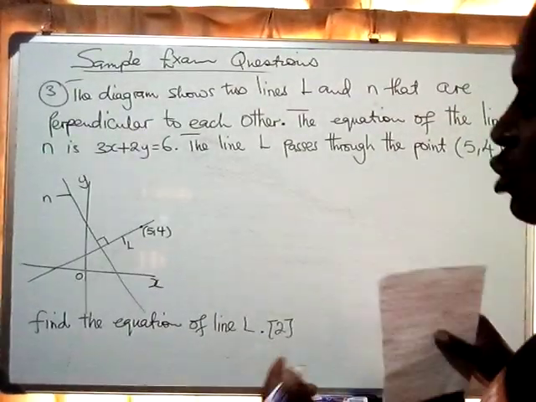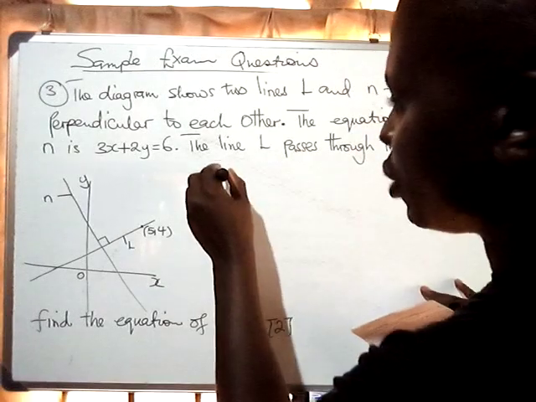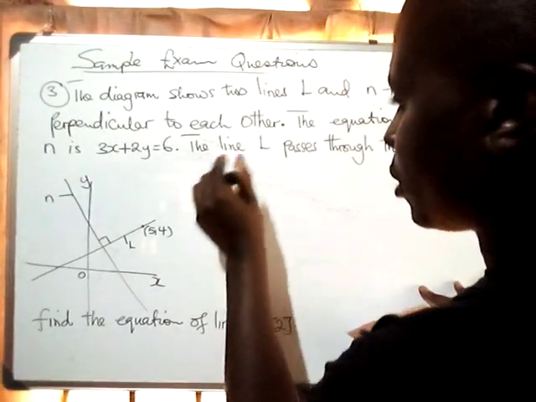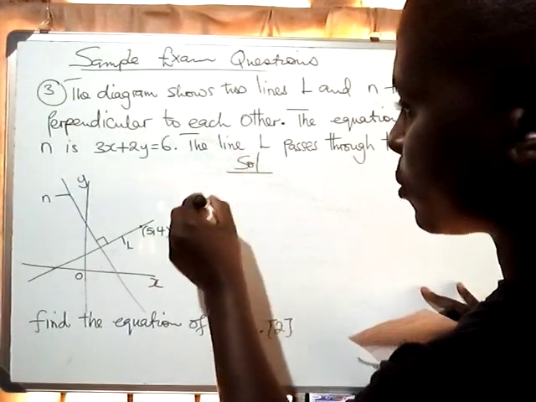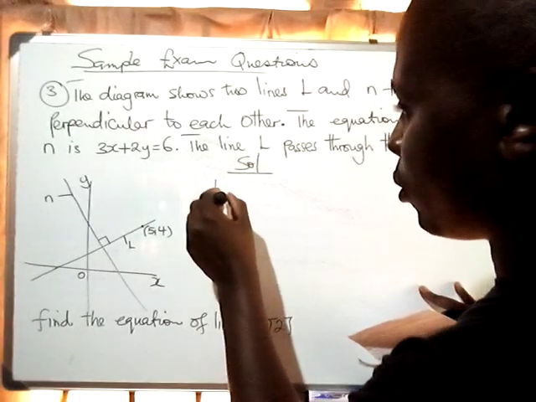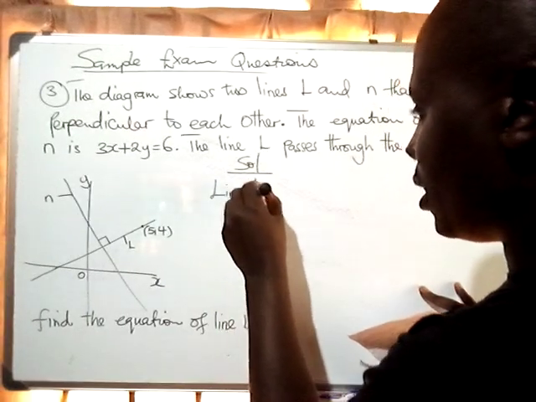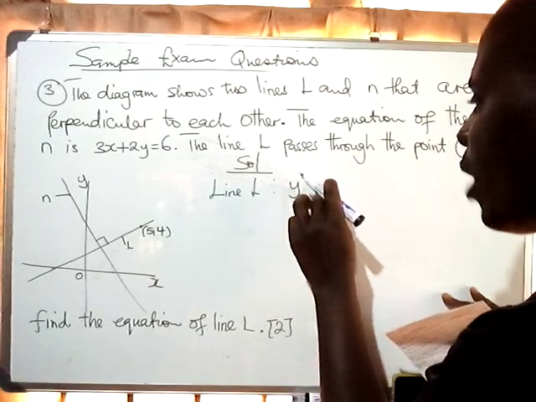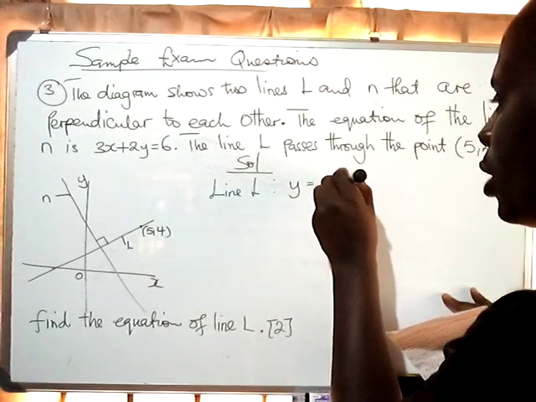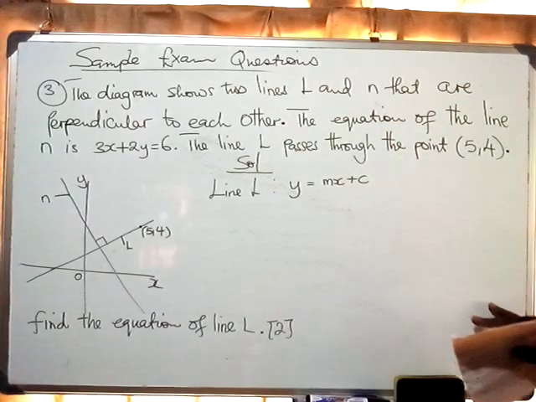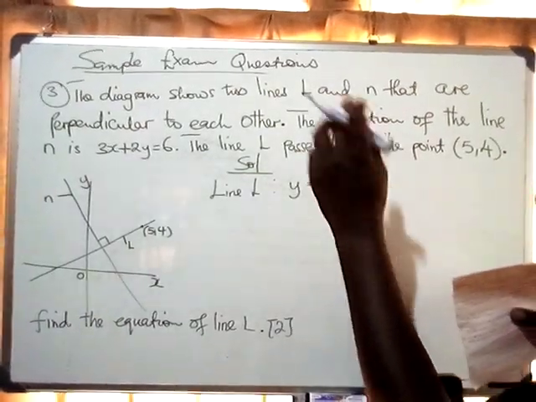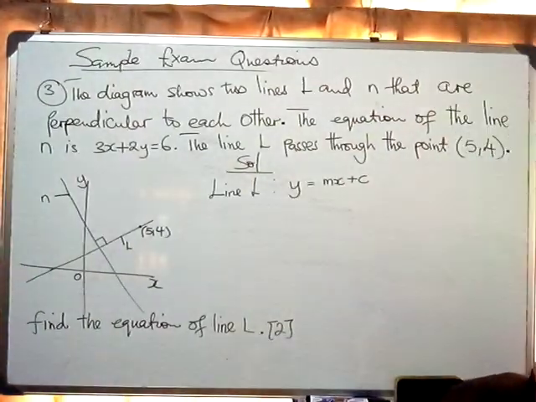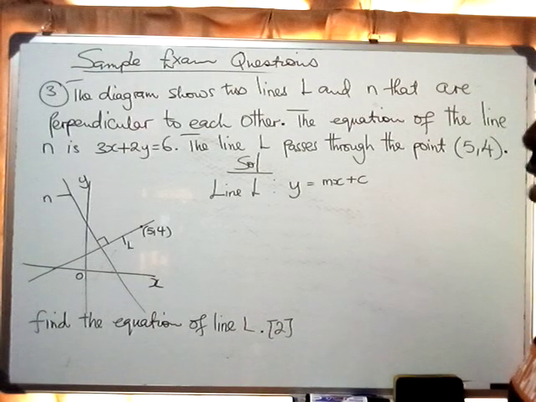How do we find the equation of line L? We go to the solution. We must know that line L has an equation which is y = mx + c. So we first need to find the m. What is m? m is the gradient.